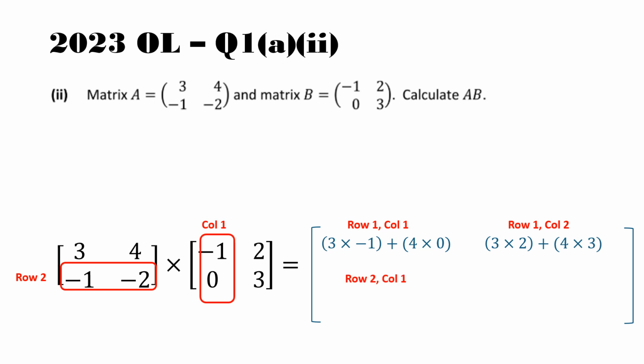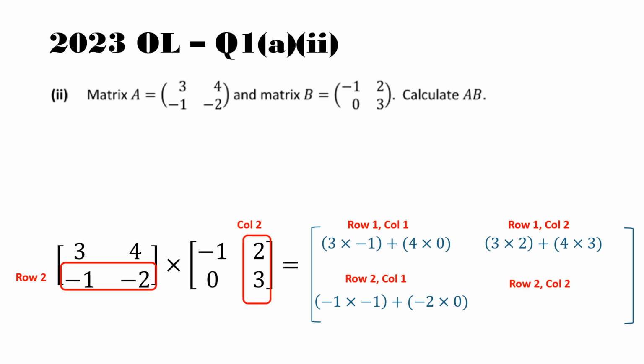Remember, it's all based on the position in our final or resultant matrix. That is minus 1 by minus 1 plus minus 2 by 0. And then finally, we have row 2 by column 2, which is going to give us minus 1 by 2 plus minus 2 by 3.